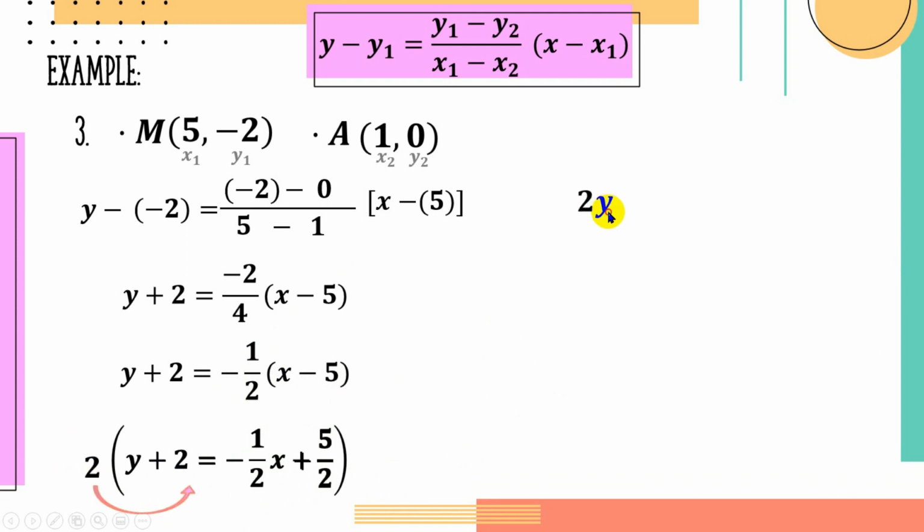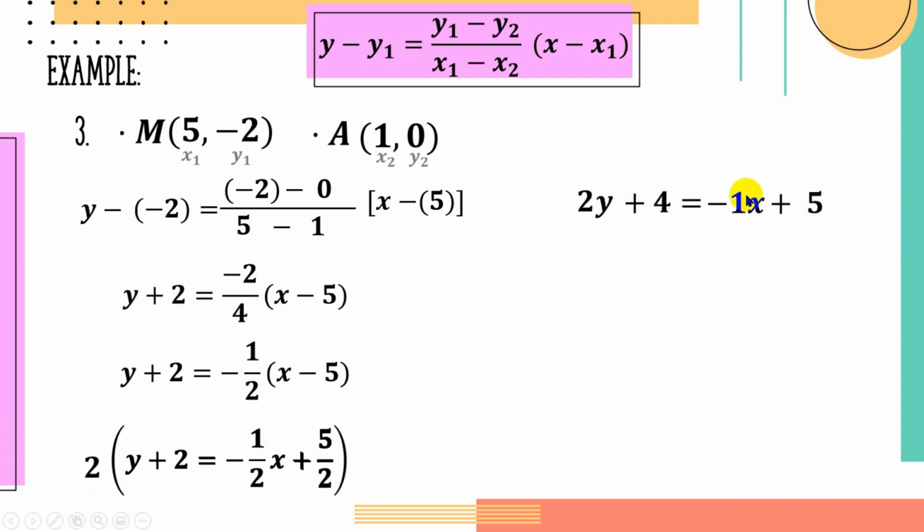2 times positive 2, that is positive 4. And then, equal siya sa 2 times negative 1 half x. So, makakancel na yung 2. Matitira na lang po is negative 1x. And then, 2 times positive 5 over 2. Makakancel po ulit natin yung 2. Magkakaroon na lang po tayo ng plus 5.